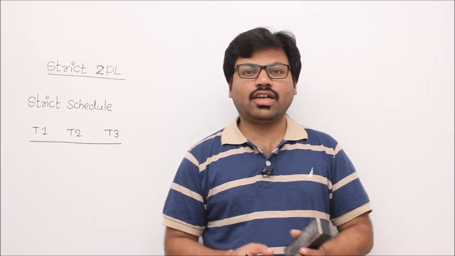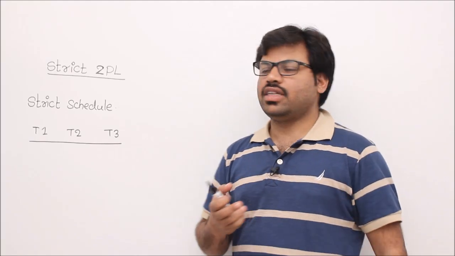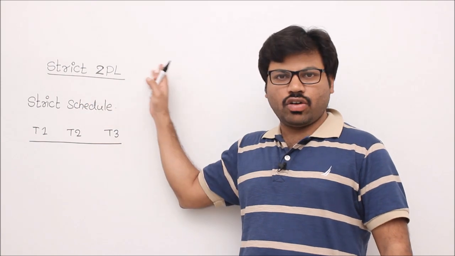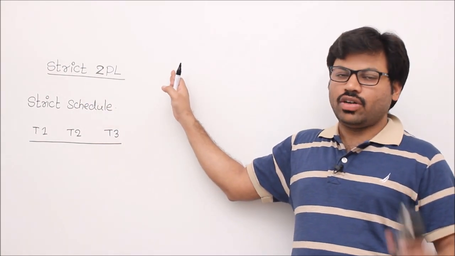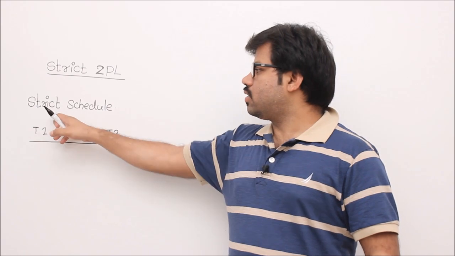Now we'll see other variations of this 2PL. We have two other variations: one is strict 2PL, the second one is rigorous 2PL. So we'll study them one by one. To understand them, first you should understand strict schedule.